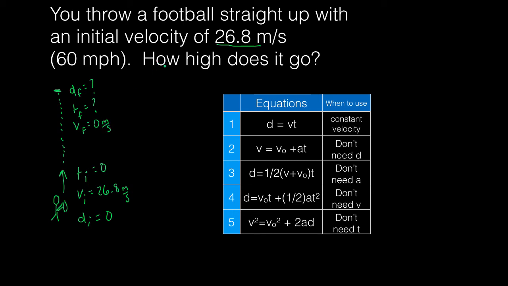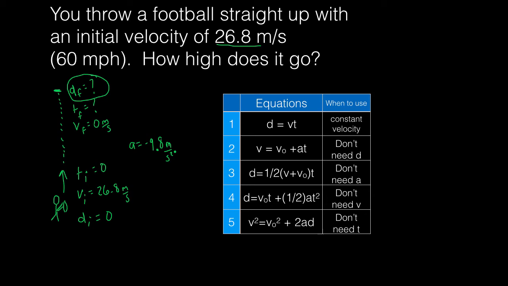Okay. And what it's really asking us for in this problem is how high does it go? So I'm going to circle displacement final. That's really what we're trying to figure out. Okay. And we do know one more thing, and always with free fall problems we know that acceleration is equal to a negative 9.8 meters per second squared. Okay, now we've got the picture, we've got all the variables listed.